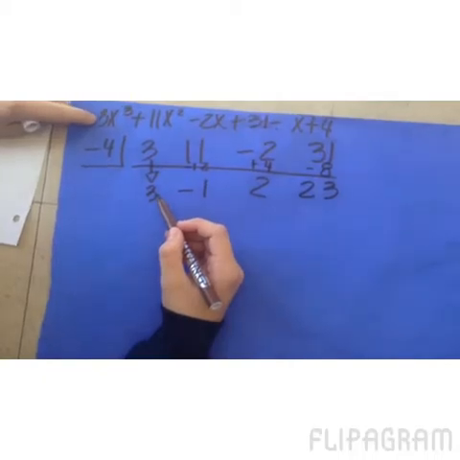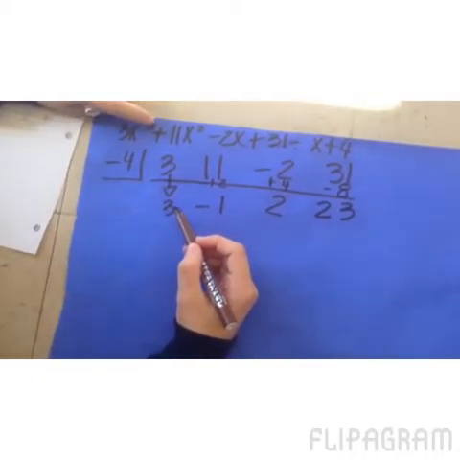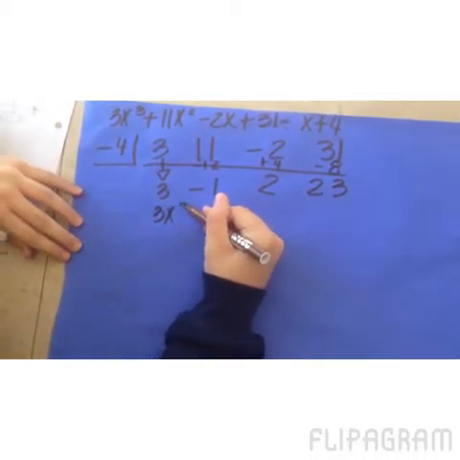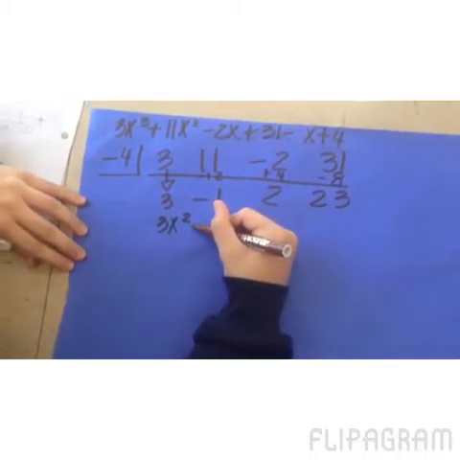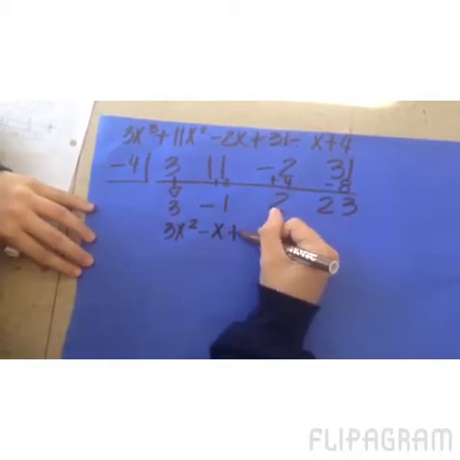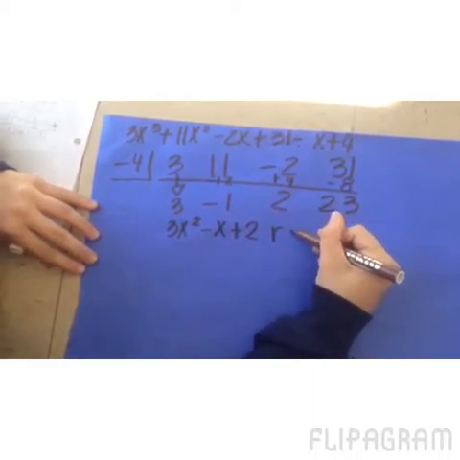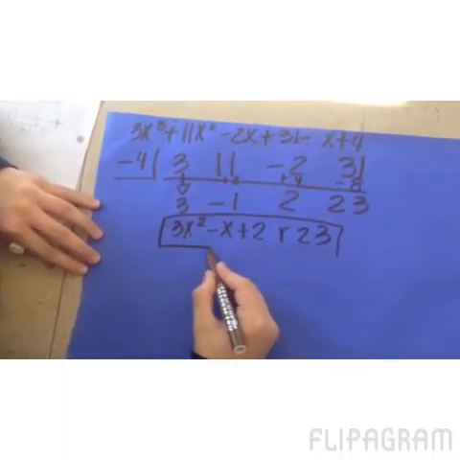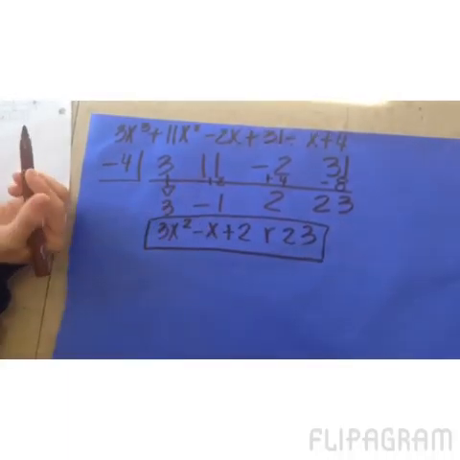And from the original equation, you just go one less exponent. So it'd be 3x squared minus x, and then plus 2, the remainder of 23. And you want to make sure all the exponents are in order, and that's your answer.